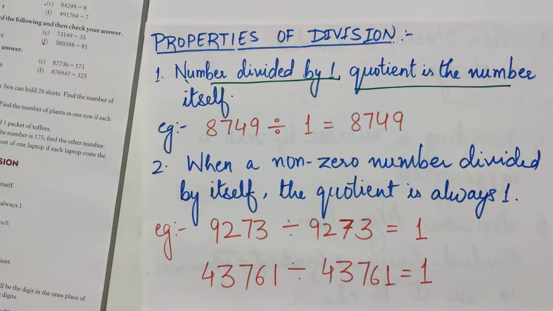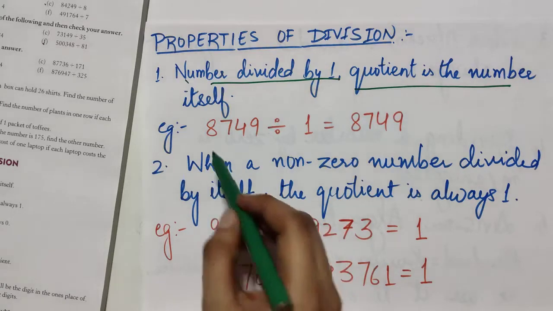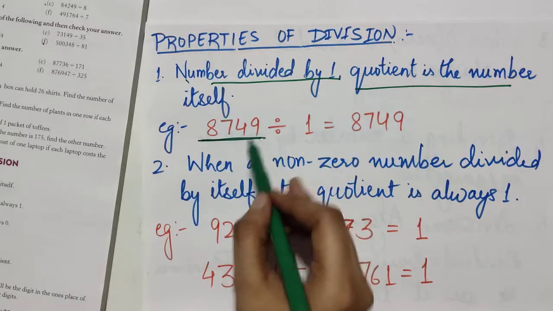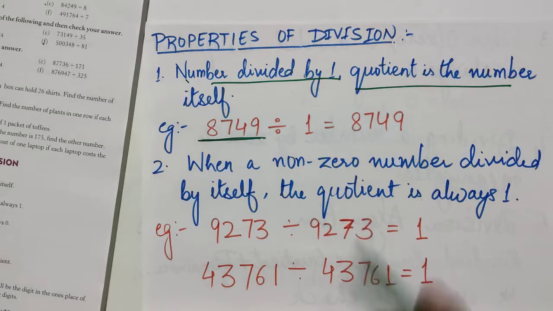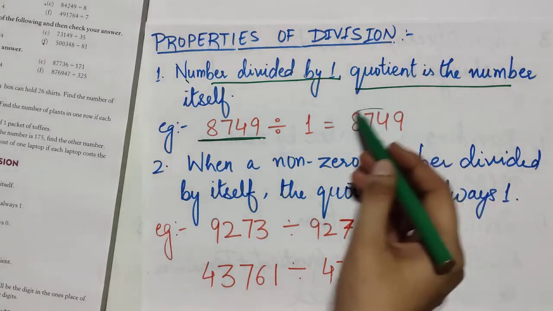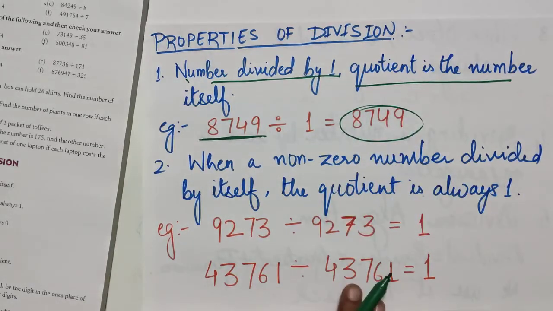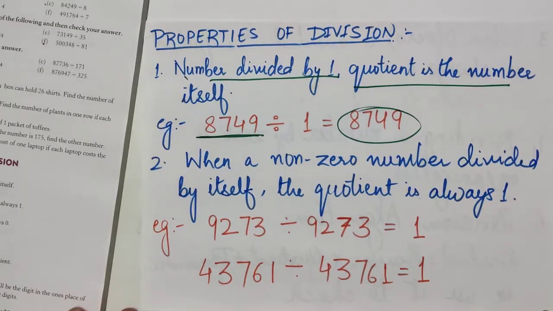For example, if we say 6 divided by 1, the quotient will be 6. Similarly, if we take a bigger number, 8749 divided by 1, we get the same result, the number itself. Now the second property is when a non-zero number is divided by itself.